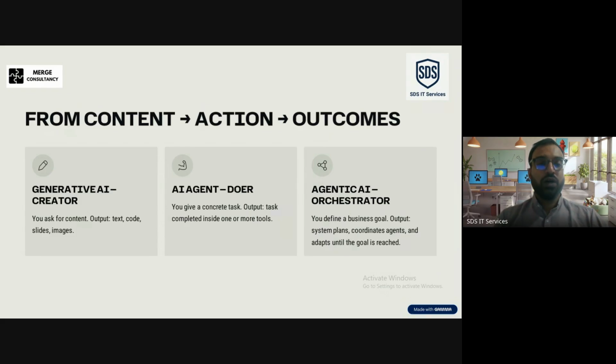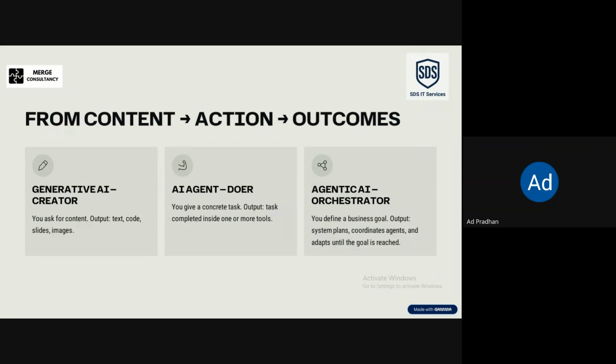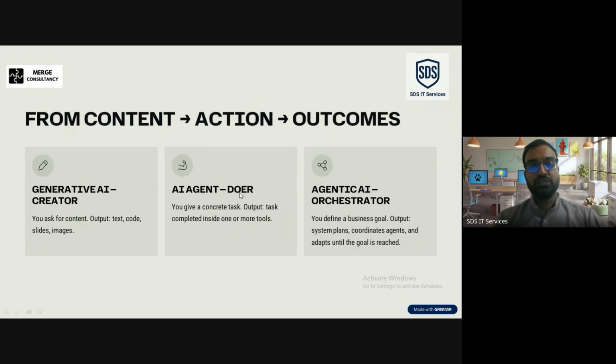Let's say you ask ChatGPT to frame an email. It can frame the email, but then you have to copy and paste that email into your Gmail and send it, right? But an AI agent can get access to your Gmail and actually send the email, so you don't have to do the copy and paste from ChatGPT to your Gmail. So they are the doers. They can actually do the actions.